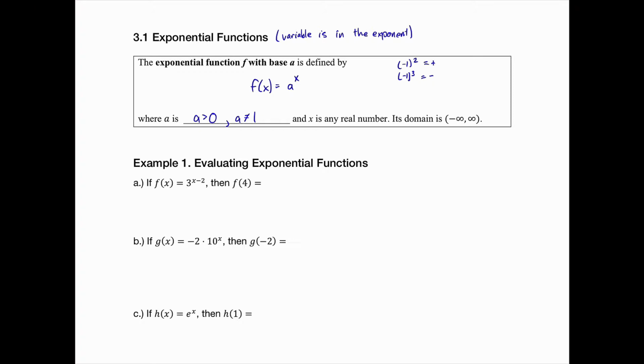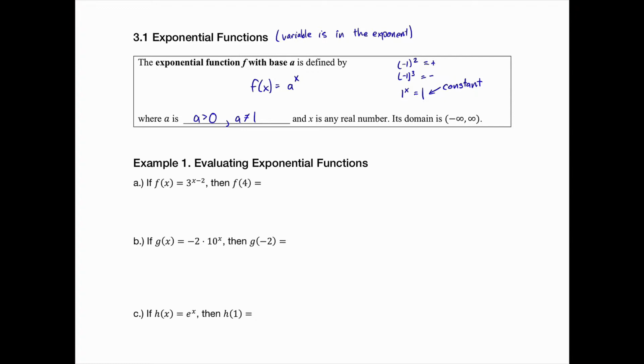And then if we did let our base be 1, well, then you would have 1 to the x. And well, 1 to anything is just going to be 1 because you're just going to be repeating the multiplication. And this is a constant function, and we've already understood quite a bit about those. Those are a type of linear functions. And those are very different from the exponential functions we're going to deal with.